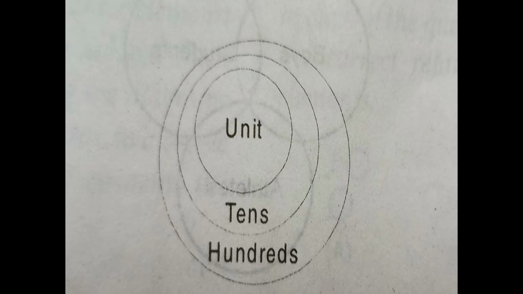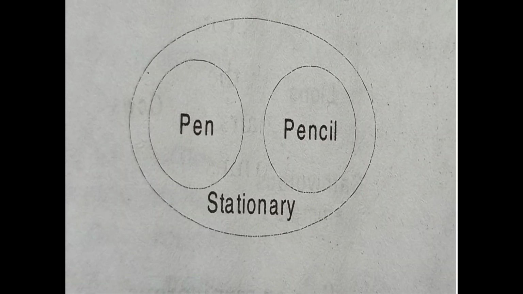Type 2, relationship between unit, tens and hundreds. If the first word is related to the second word and the second word is related to the third word, then they will be shown by a diagram which is given here. 10 units together make 1 tens, or in 1 tens the whole unit is available, and 10 tens together make 1 hundreds.